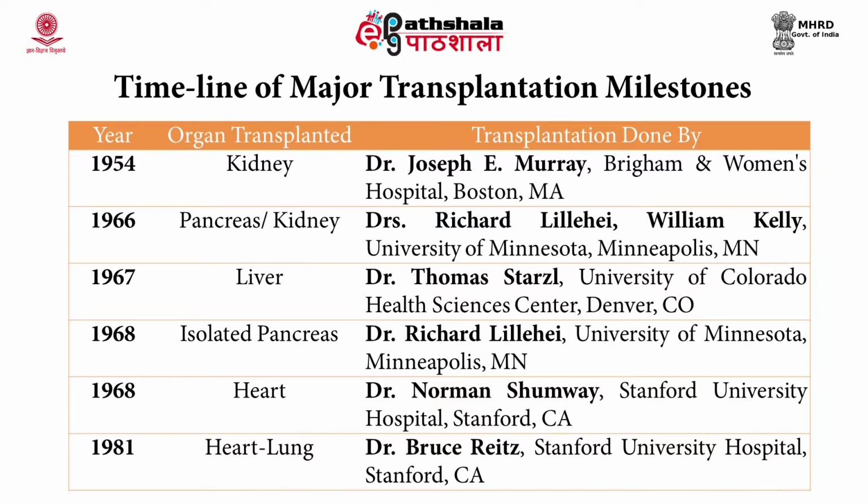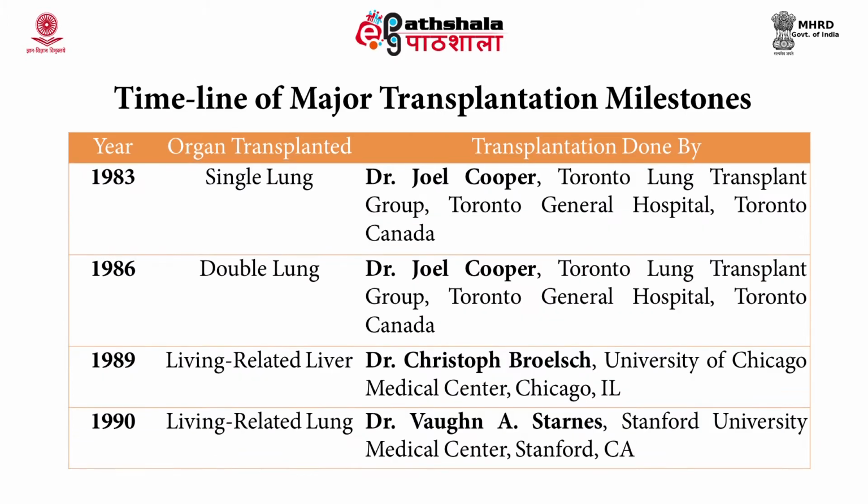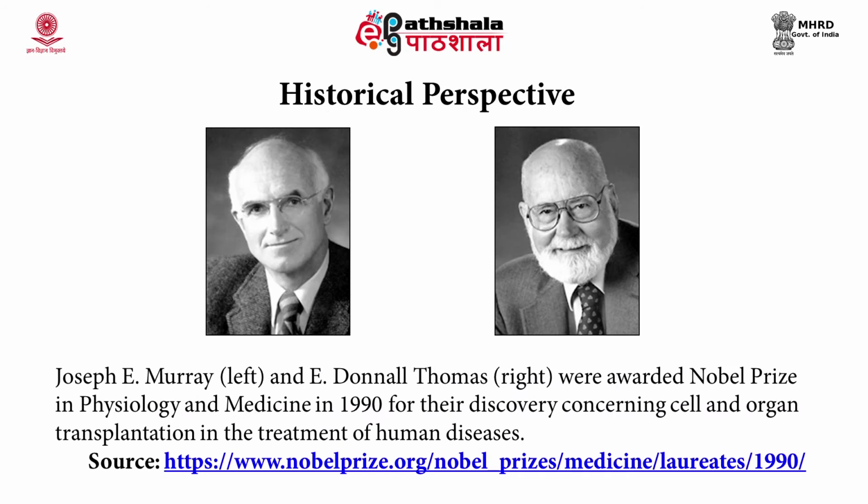In the present scenario, heart, lung, kidney, pancreas, bone marrow and cornea are transplanted with high degrees of success in non-identical twins as well. You can see a timeline of major transplantation milestones here. Joseph E. Murray and E. Donald Thomas were awarded the Nobel Prize in Physiology or Medicine in 1990 for their discoveries concerning cell and organ transplantation in the treatment of human diseases.